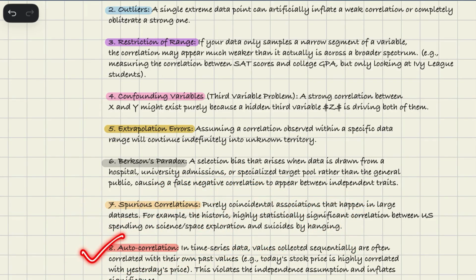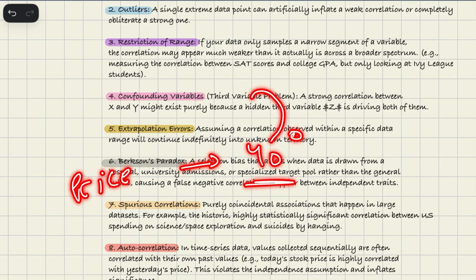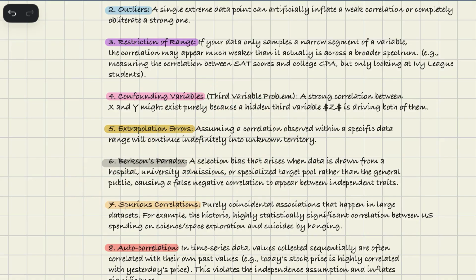Then comes autocorrelation. This occurs heavily in time series data. Values collected sequentially are often highly correlated with their own past values. For example, today's stock price or today's outdoor temperature is highly dependent on yesterday's. So this completely violates our assumption of independent data points, which artificially inflates your statistical significance metrics. So this is what autocorrelation means.